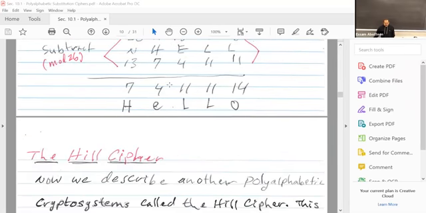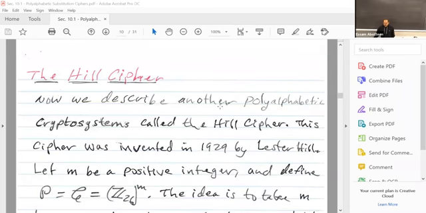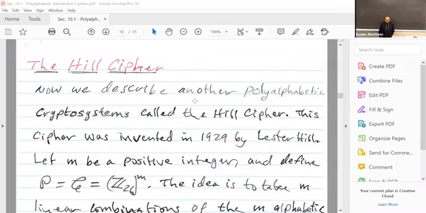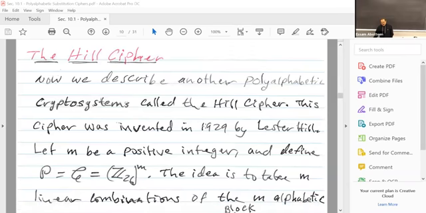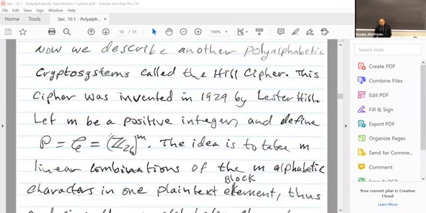All right, another type of crypto system is called the Hill cipher. And this is another example of a polyalphabetic crypto system. This crypto system was invented in 1929 by Lester Hill, and it is defined this way. So we're going to start with M being a positive integer. And we're going to define the plain text space and the cipher text space to be Z26^M, means, again, the Cartesian product.